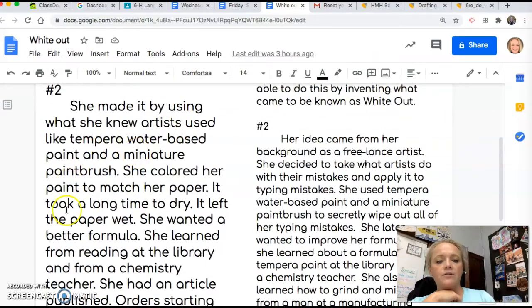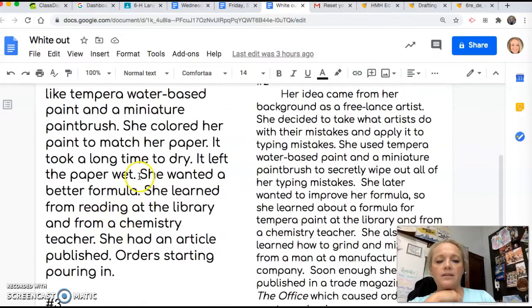In paragraph 2, I noticed that I had some choppy sentences. It took a long time to dry. It left the paper wet. She wanted a better formula. She learned from reading. She had an article. So you can tell that I also started some of my sentences the same.